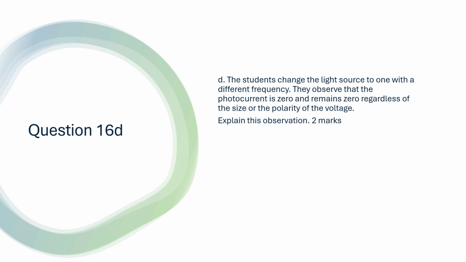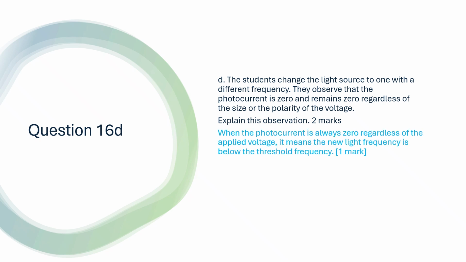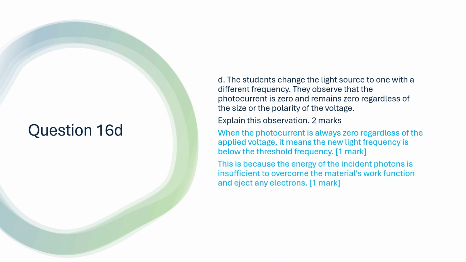When the photocurrent is always zero regardless of the applied voltage, it means the new light frequency is below the threshold frequency. This is because the energy of the incident photons is insufficient to overcome the material's work function and eject any electrons.